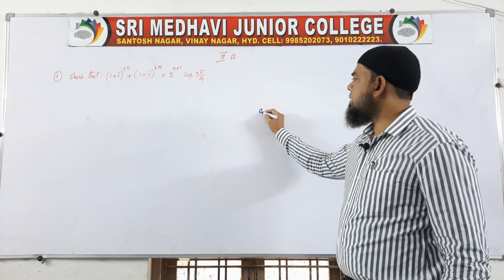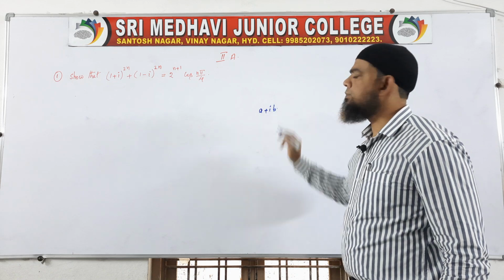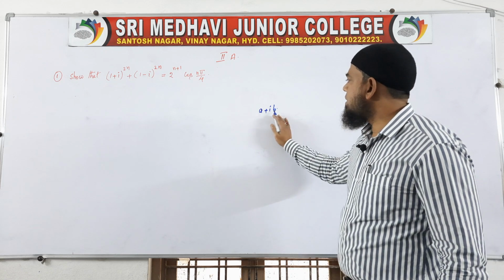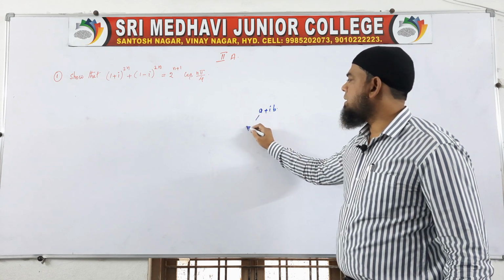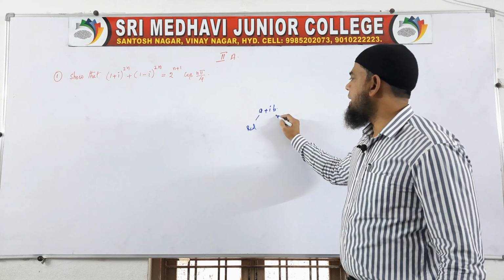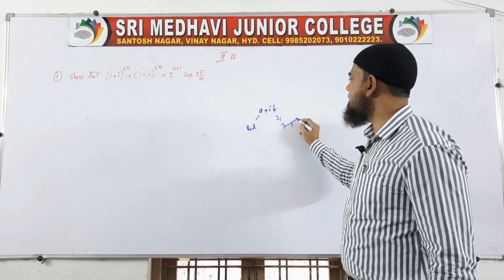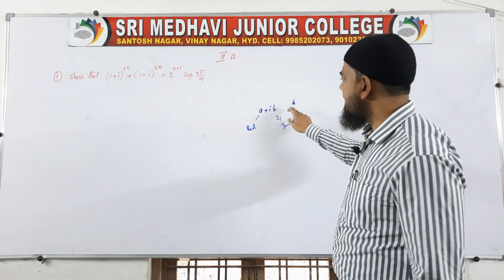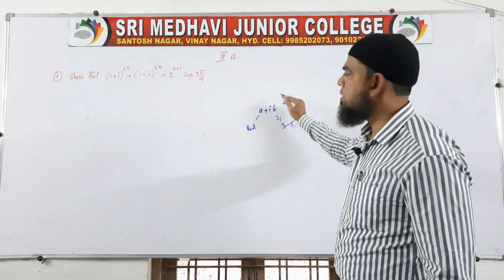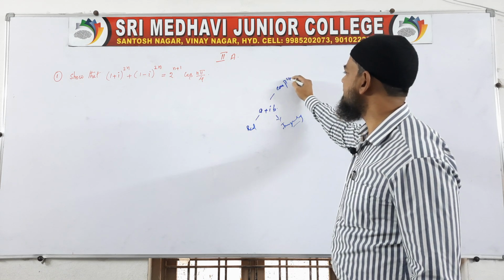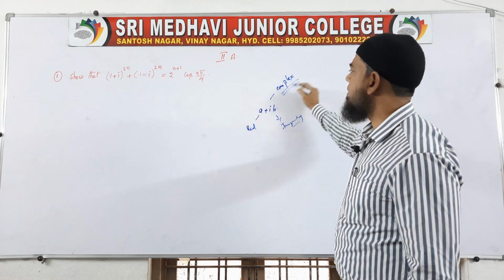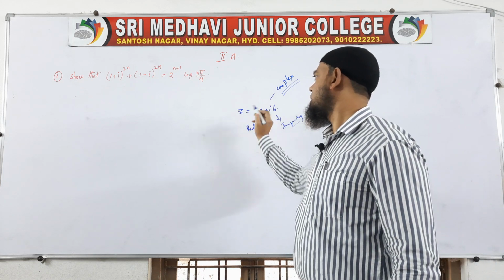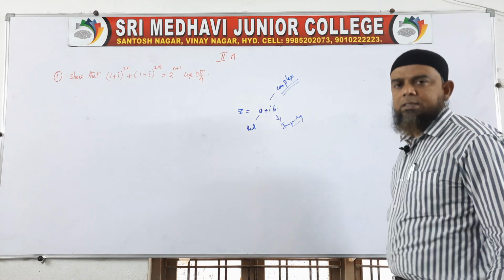Actually, a plus ib is called a complex number. In it, a is called the real part and b is called the imaginary part. The combination of real and imaginary parts is called a complex number, and a complex number is denoted by Z.